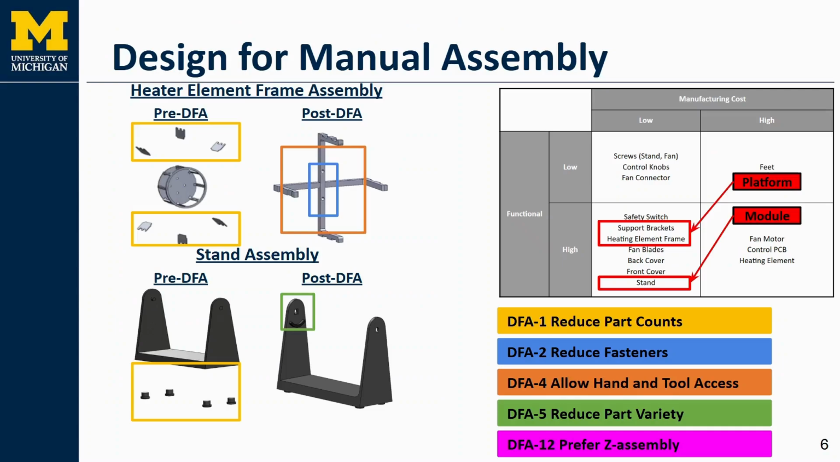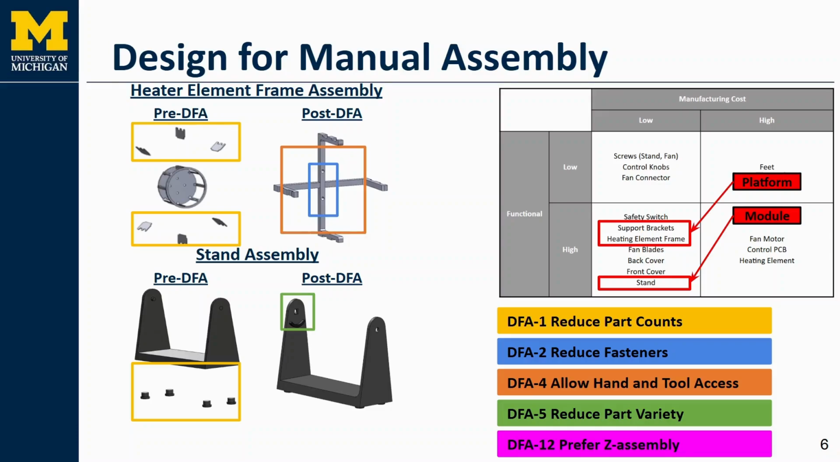In order to assess the design for manual assembly, we selected the heater element frame assembly as our platform part and the stand assembly as our module part. Based on the quad chart, these are high functional, low manufacturing cost components. These assemblies were selected due to consisting of multiple parts, leading to high manual assembly times.